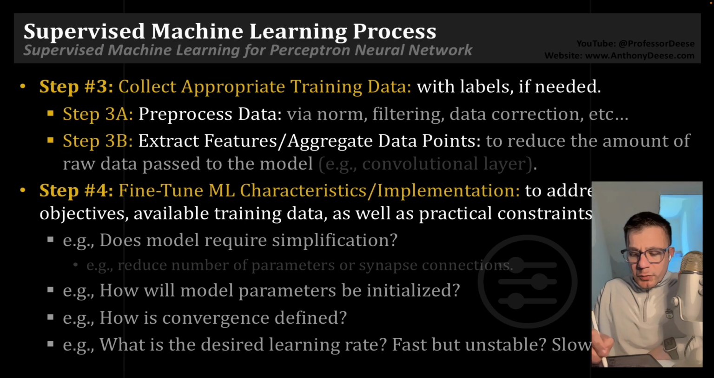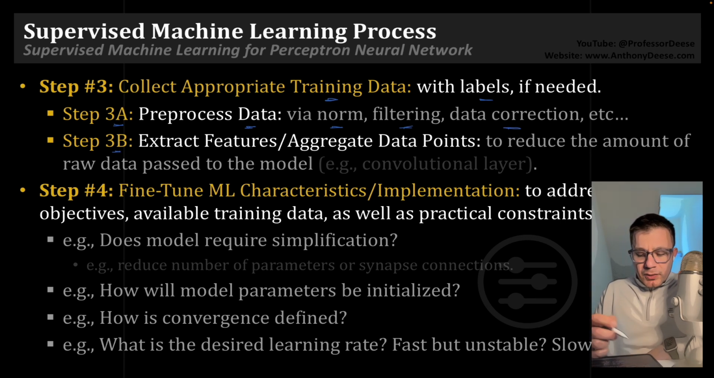Which is to collect appropriate training data with labels if needed. If we're working with supervised learning, then we will need those labels. I've also defined 2 sub-steps within 3. So 3A, we may need to pre-process the data. That could include normalization, filtering, data correction, removing erroneous data points.